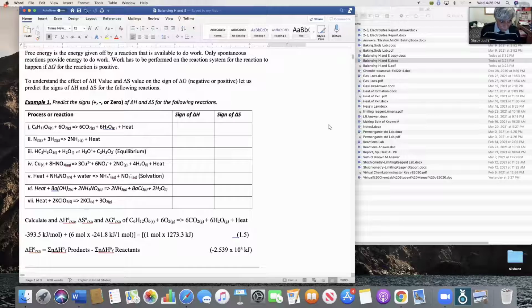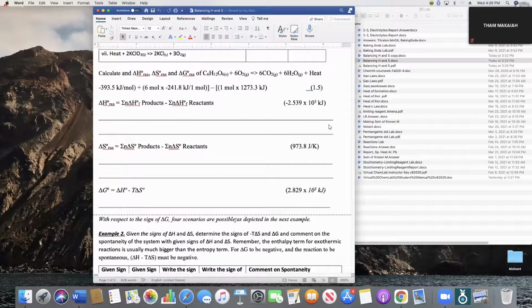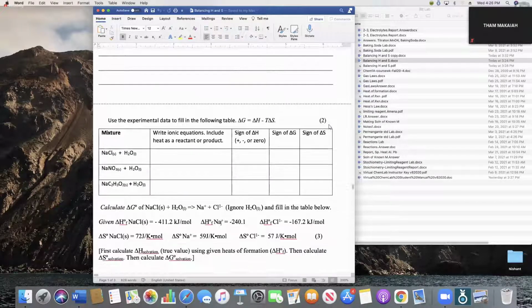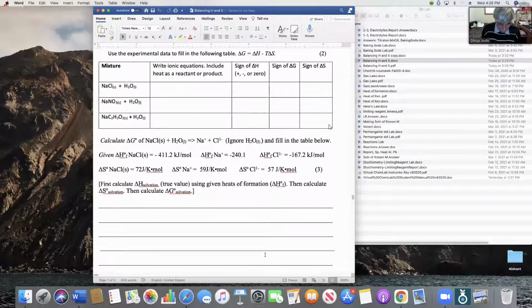I'm checking. NaCl solid is there, 72 joules per Kelvin per mole. Sodium ion and chloride ion are there, so that is already there. But what about sodium acetate and sodium nitrate? That you'll have to look up.